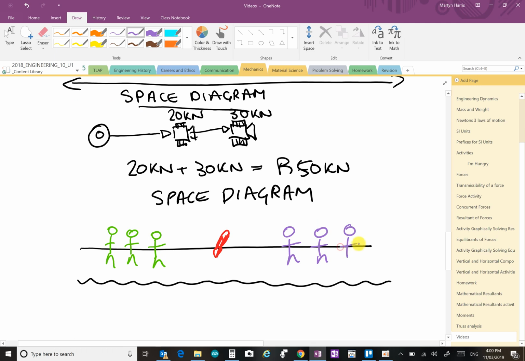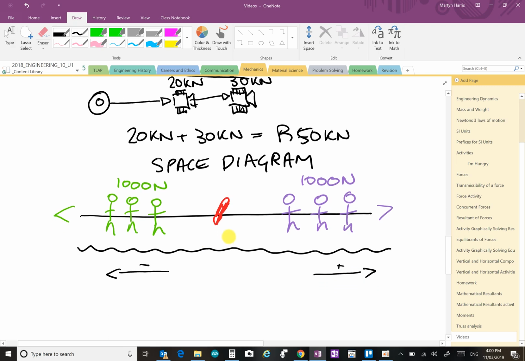Let's say the purple team is pulling 1,000 newtons, or 1 kilonewton, in that direction, and the green team is pulling 1,000 newtons in this direction. In this scenario, anything acting in this direction is going to be negative, and anything acting in this direction is going to be positive. So we can add that out.